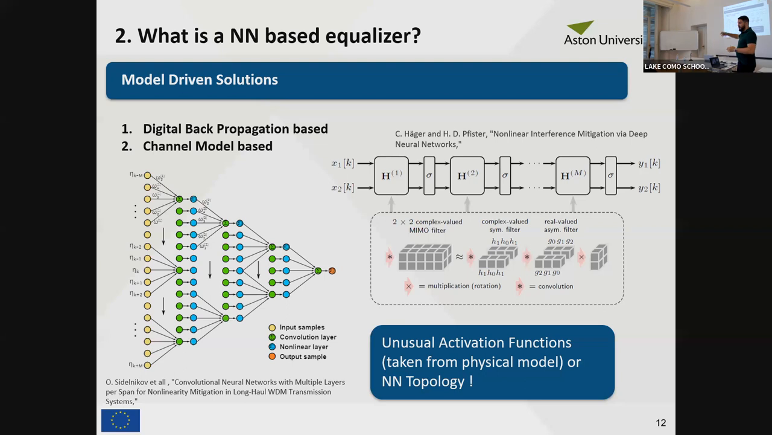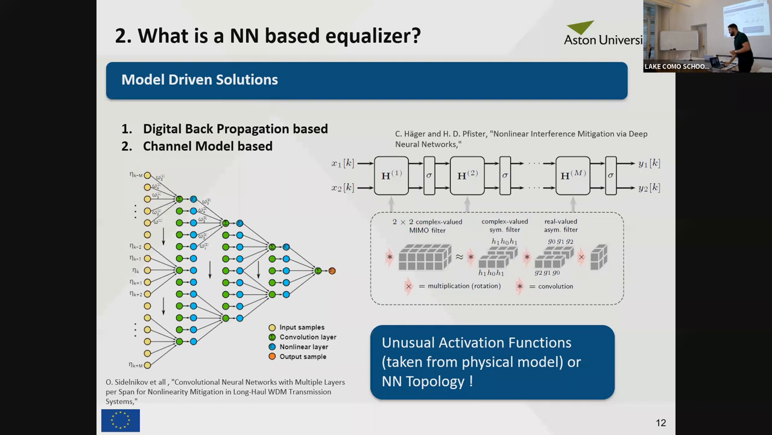So how do we do this? How do we embed this knowledge that we have on the physics side into the neural networks? We can use some unusual activation functions, not hyperbolic tangent, ReLU, leaky ReLU, etc. We can use some unusual activation functions that will catch the effects that we already know that describe our physics. Or you can construct another type of topology, not fully connected, for example, as we already use plenty. So this is how you design some sort of model-driven solution.